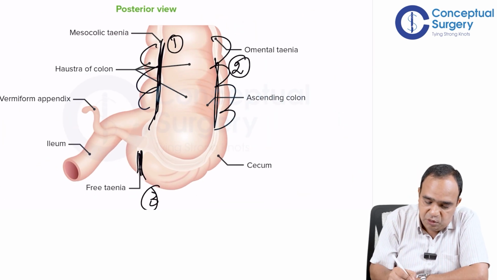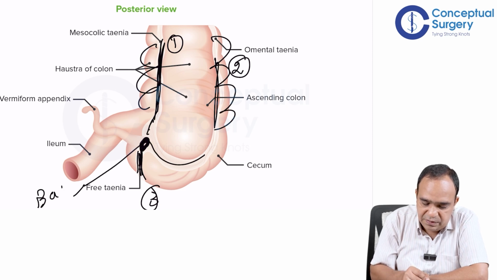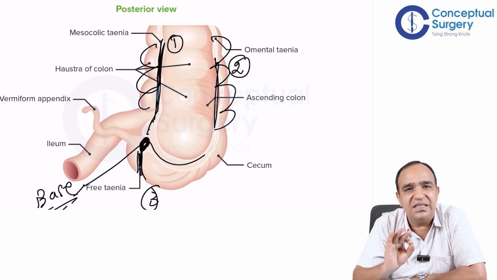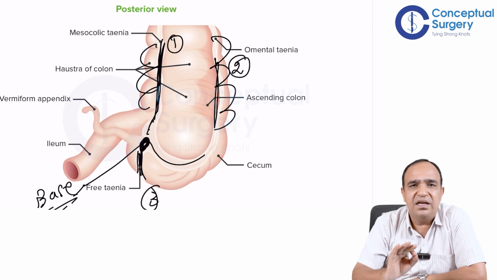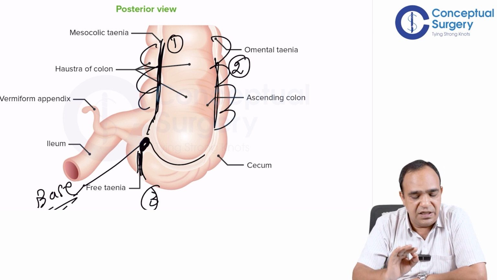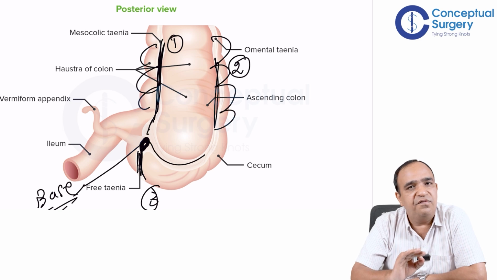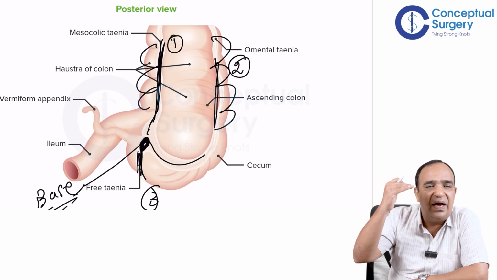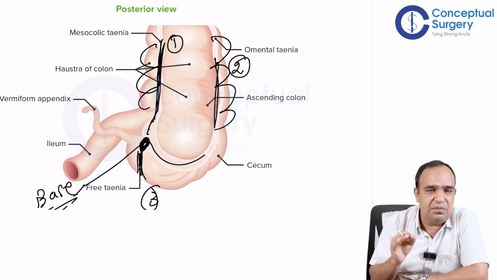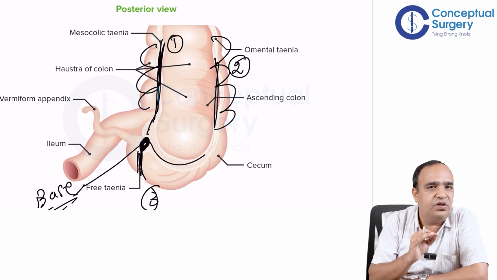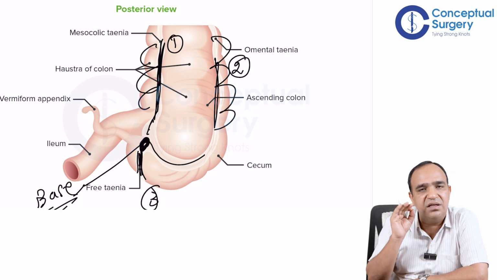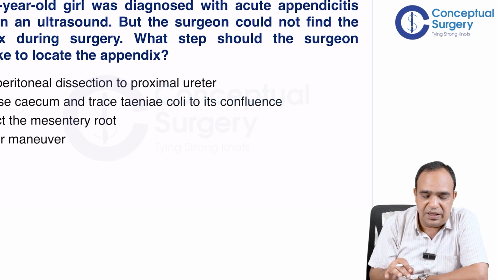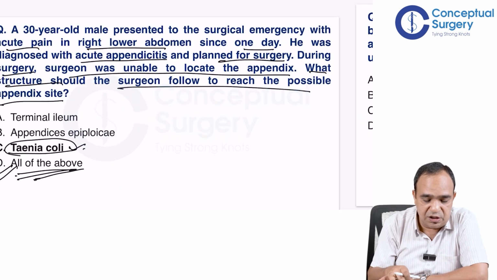So the three tinea coli, where these three tinea coli meet, that's the base of the appendix. That's the best and single most important sign. 99.99% you will never miss this. You will not fail. So you just mobilize the cecum, see these tinea coli and follow them, and where you see the point of union of the three tinea coli, that should be the normal position of the appendix.